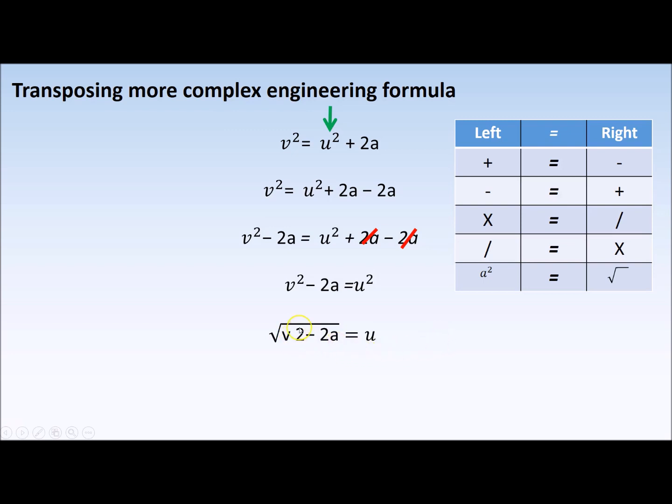That should be v squared, just like above. I don't know why it's done that. So the square root of v squared minus 2a equals u. By square rooting it, we've got rid of that squared. So now we know what our u is.